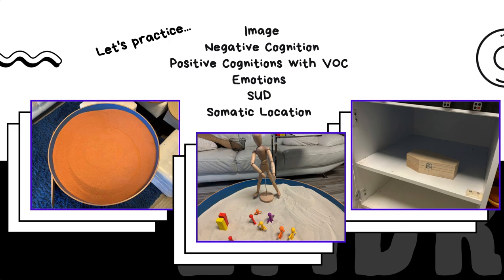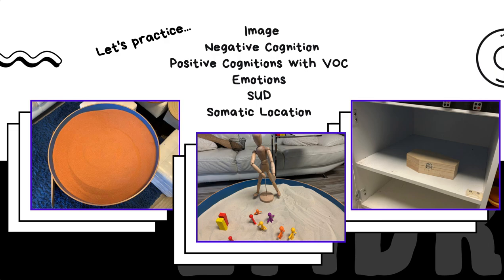So when you look at this image, what's the worst part? And a lot of times this will be connected to whatever's going on for them. And then you go through the image, the negative cognition, the positive cognition, the VOC, the emotions, the SUD, and the somatic location. Now on that next one, you can see that there's no sand tray even in the picture, right? You may direct them to get some miniatures, bring it back to the sand tray, and boom, next thing you know, the miniatures are somewhere else in the room.